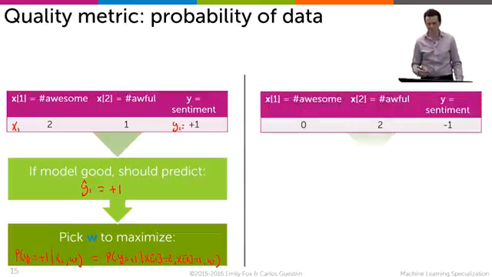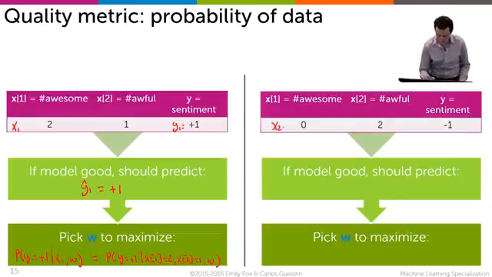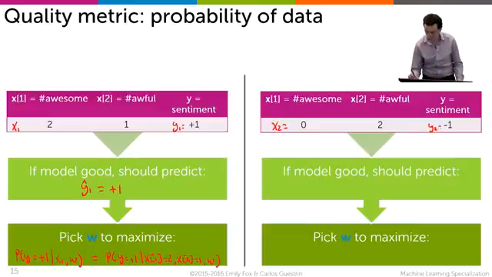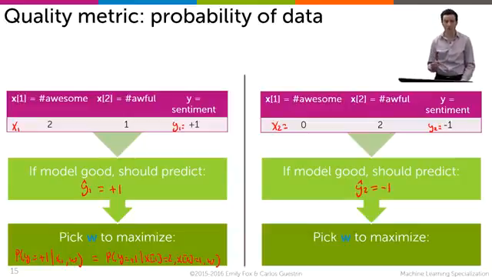Now let's take another example. Let's call this example x2, where it has 0 awesomes and 2 awfuls. It must be an awful review, an awful restaurant. And so the sentiment for y2 is -1. So if our classifier is good, if W is good, in this case we should predict that y hat 2 is equal to -1 to agree with the true label.